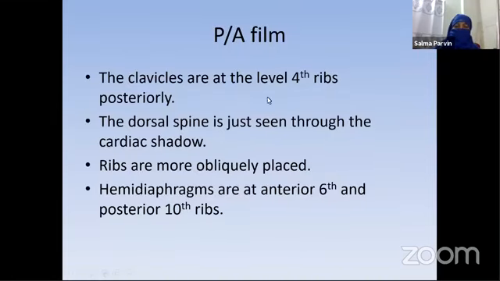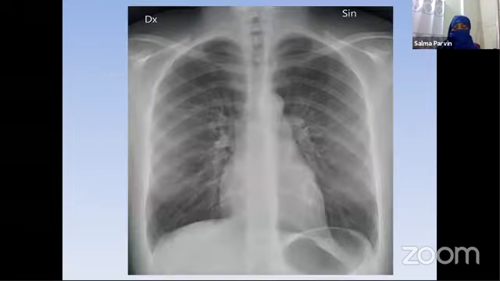And in the PA film, how do we decide? The clavicles are at the level of the fourth ribs posteriorly, the dorsal spine is just seen through the cardiac shadow, the ribs are more obliquely placed, and the hemidiaphragms are at the anterior sixth and posterior 10th ribs. Anterior sixth and posterior 10th ribs, you can go through it this way. The anterior ends are like this: first rib, second rib, third rib, fourth, fifth, sixth, seventh. So these are the anterior ends of the ribs.